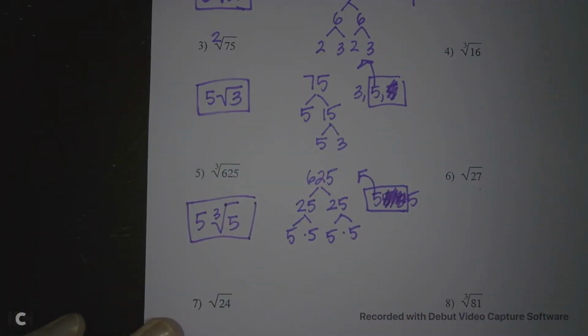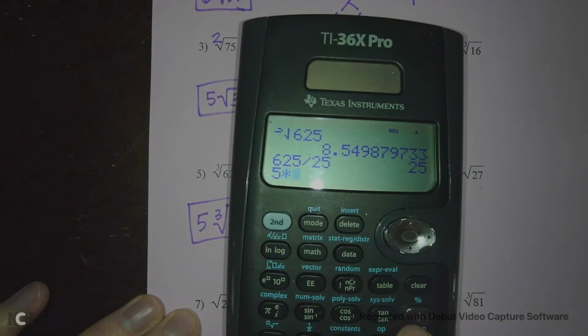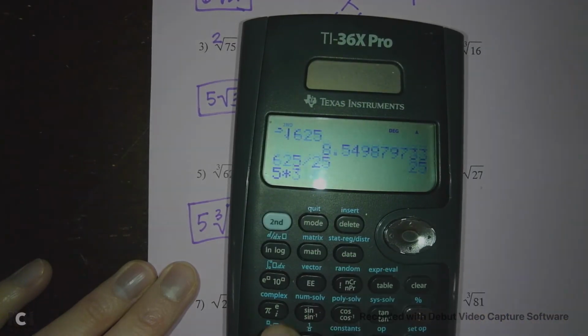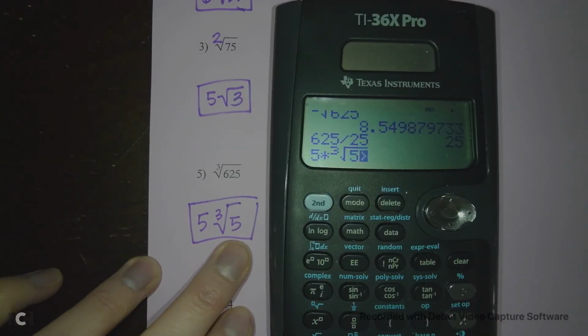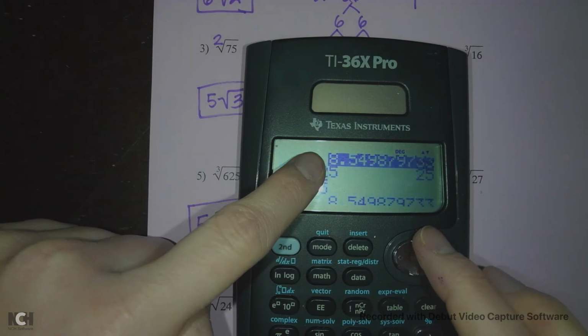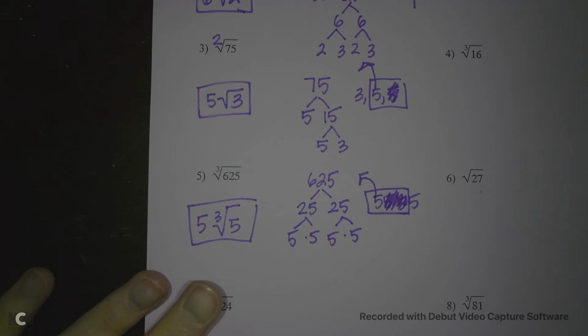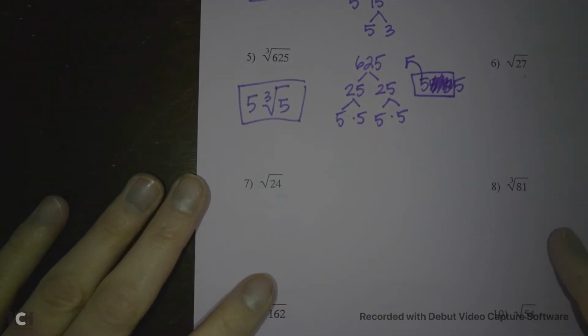Okay, so to check that on your calculator, we're going to do 5 times the cube root of 5, and we should get 8.54, which is what we got up here. So we did this correctly. We reduced it correctly. It just looks quite different than its decimal partner.